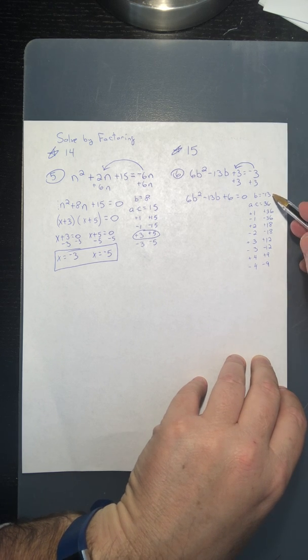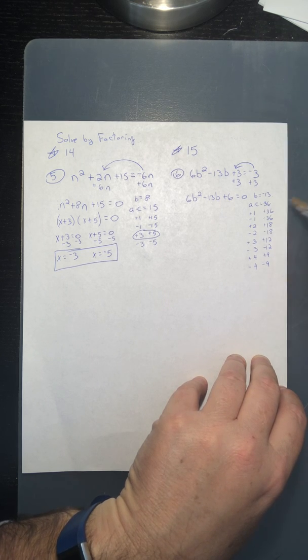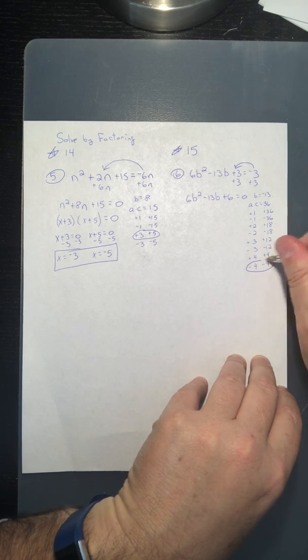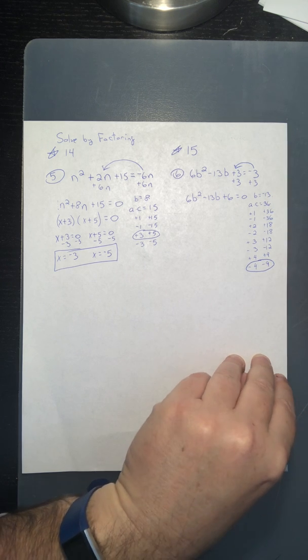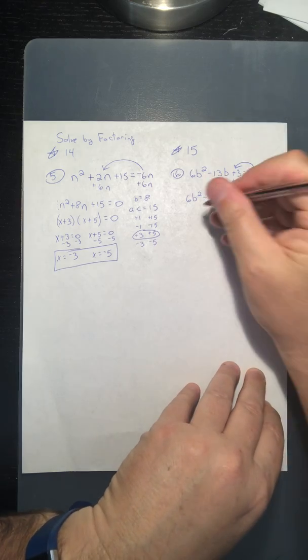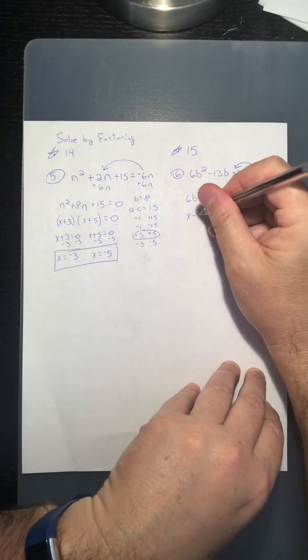All right, so let's see which one gives us negative 13. Well, 1 and 36 doesn't. Negative 1 and negative 36 doesn't. I'm going to skip on down and find this one right here. That's negative 4 and negative 9 gives me negative 13. So that's what I'm going to write.